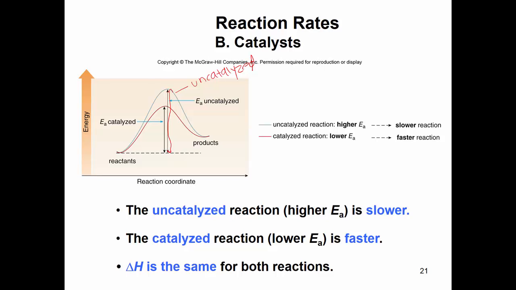Remember that energy of activation is the difference between the reactants and our transition state. That's the transition state there. It's higher, so it's slower. It takes more energy to get the reactants there. And then if you use a catalyst, see how the energy of activation is lowered. Therefore, the lower the energy of activation, the faster the reaction. So the catalyzed reaction is faster.